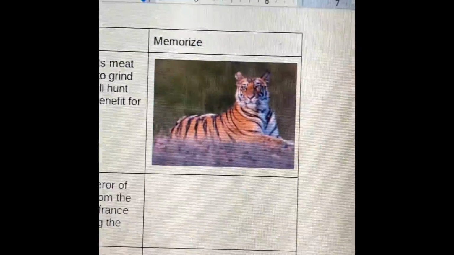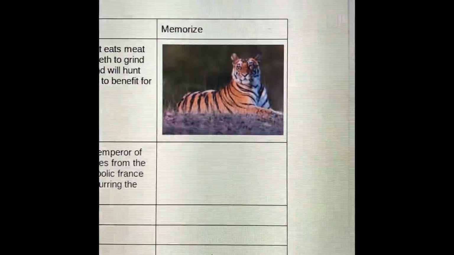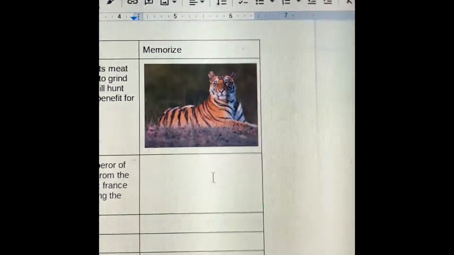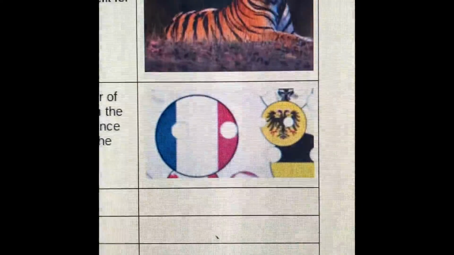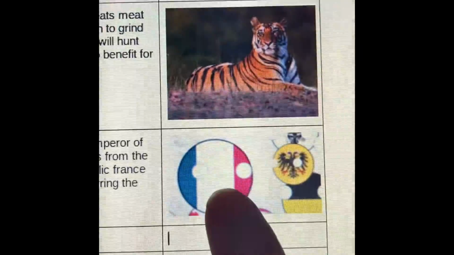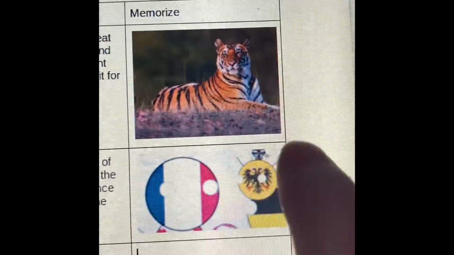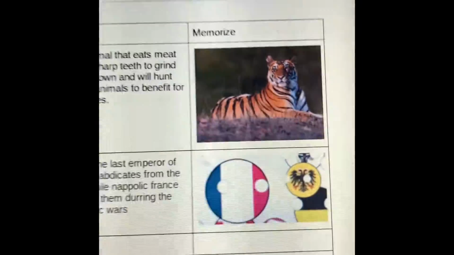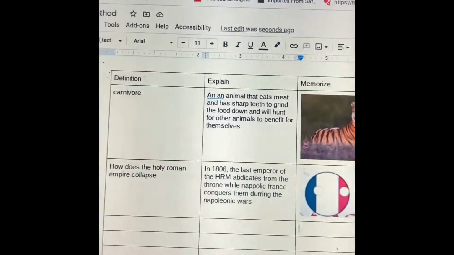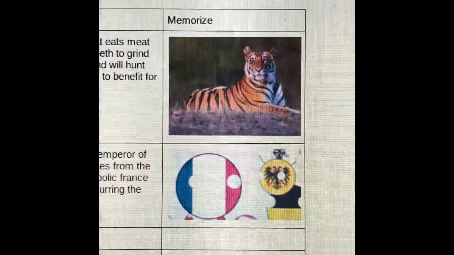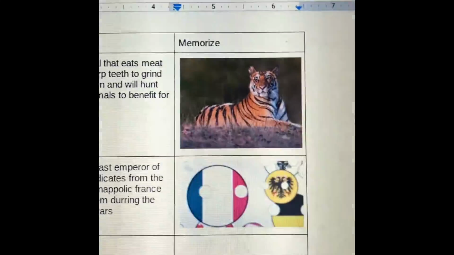Now we have to memorize. So we're going to insert an image that will help us memorize the explanation and the definition. We put a picture in with two country balls, France and the Holy Roman Empire, and France is looking at the Holy Roman Empire, which can help us memorize the definition and the explanation. The picture can be anything that helps you memorize what the definition is, so you can fly right through your next exam or quiz.